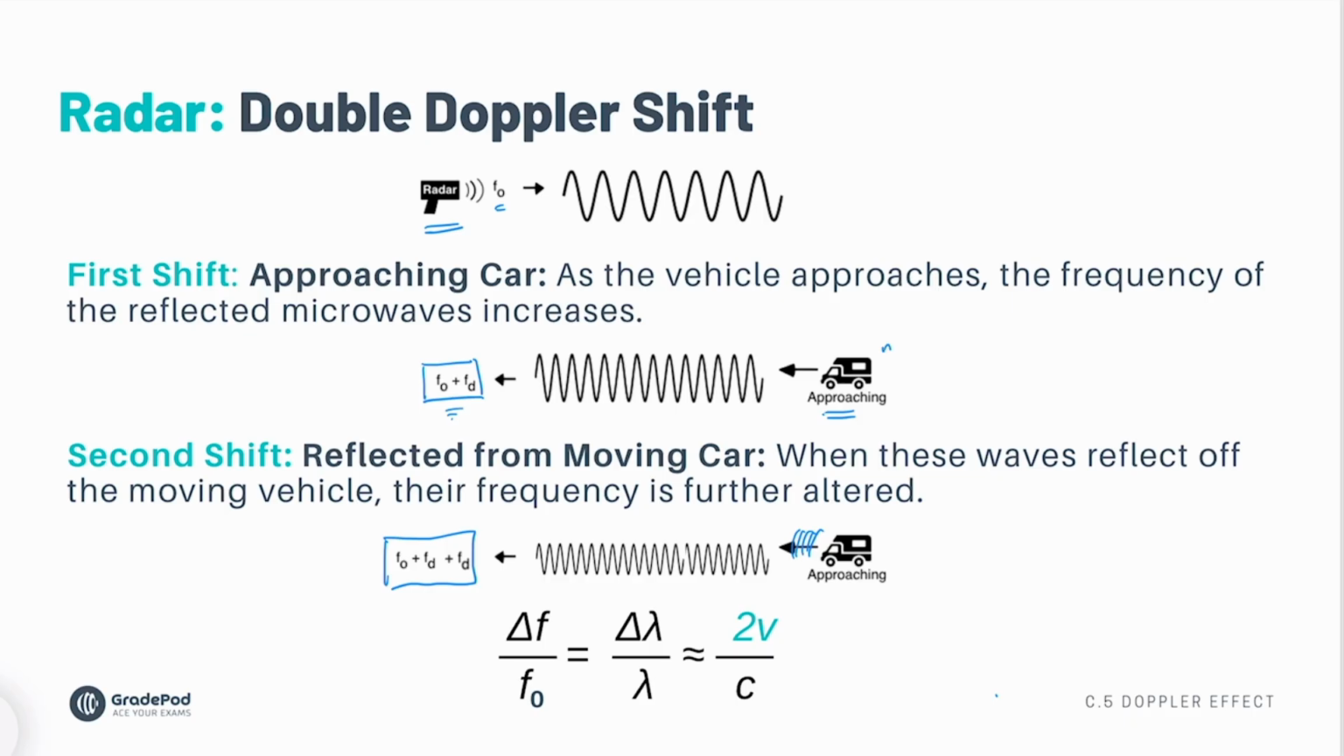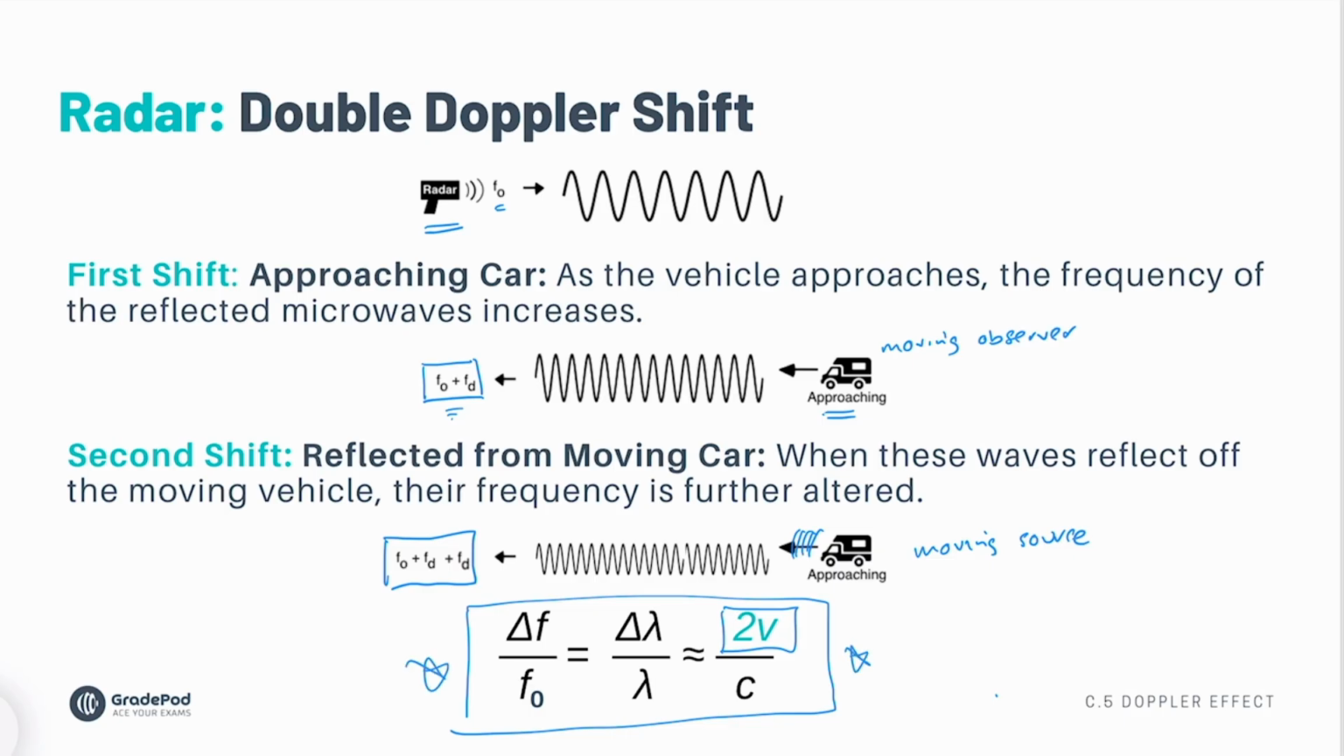First, it's a moving observer, and second, it's a moving source. And because it's an electromagnetic wave, we are able to use this equation, but we've got to put in a factor of 2 here to reflect the fact that it's a double Doppler shift. So if you see this, or if you're looking at anything to do with police radars or reflection of police radars, then you've got to remember to put that factor of 2 in.